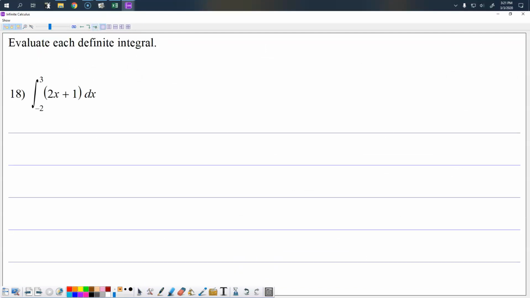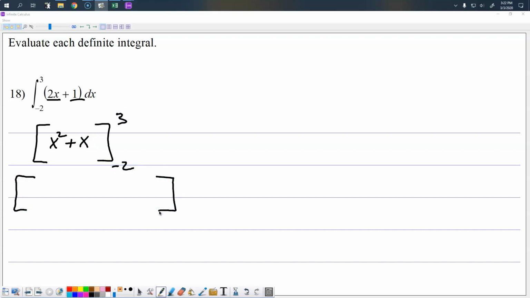So here is number 18. This is a definite integral. So I think you guys will be able to handle this one okay. But with definite integrals, what you're going to do is you're going to integrate. So I'm going to integrate that, and it's x squared. And I'm going to integrate that, and it's x. And these are my limits. And then we go ahead and we set up our little thing here.